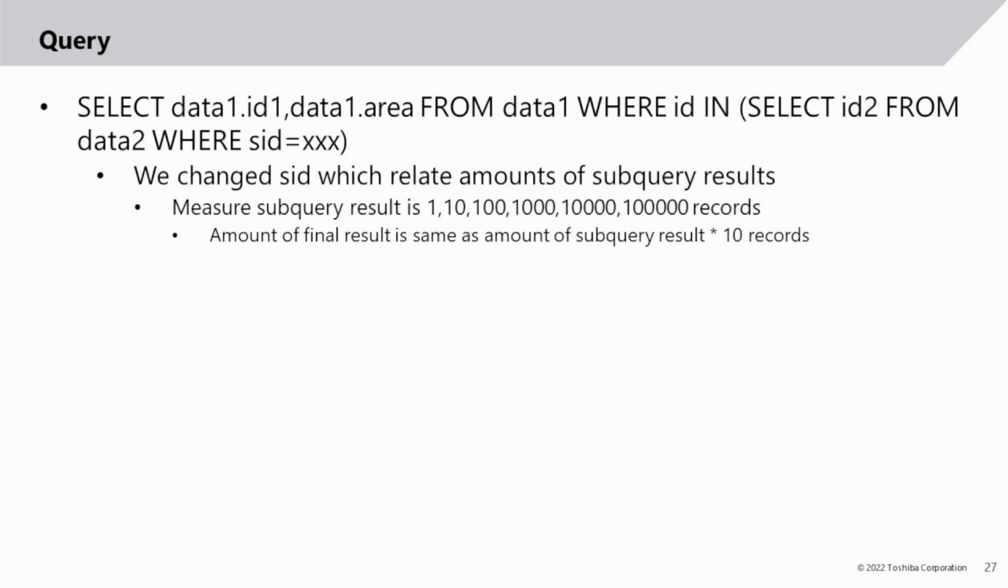So I will explain the query. The query is the following. I measured subquery and query with varying results. The number of subquery results was adjusted so that changing the SID condition would change the number of subquery results. The overall query result was assumed to be 10 times the subquery result. Subquery results are 1, 10, 100, 1000, 10,000, and 100,000.